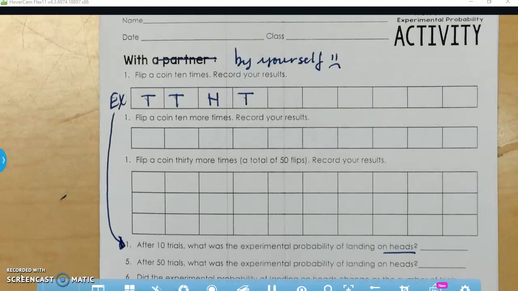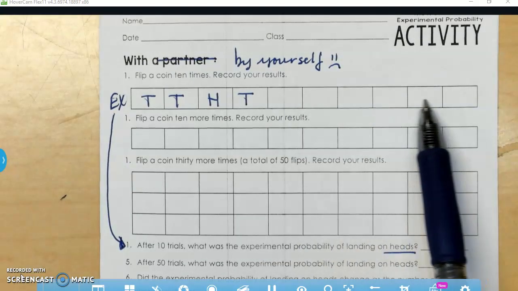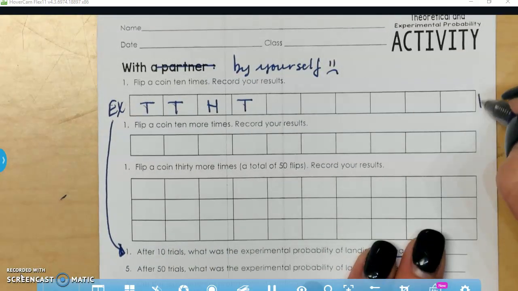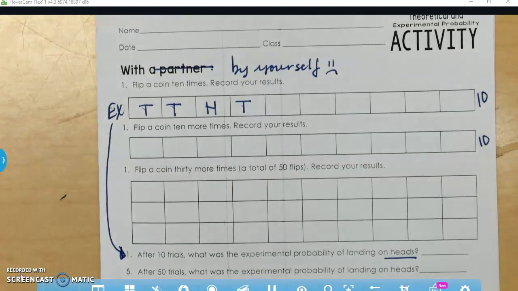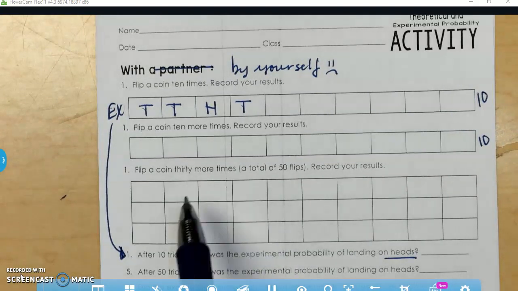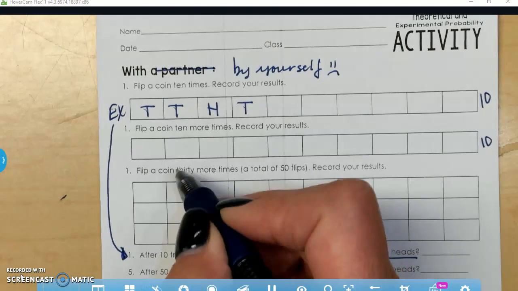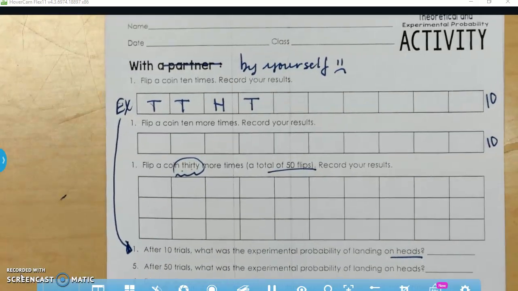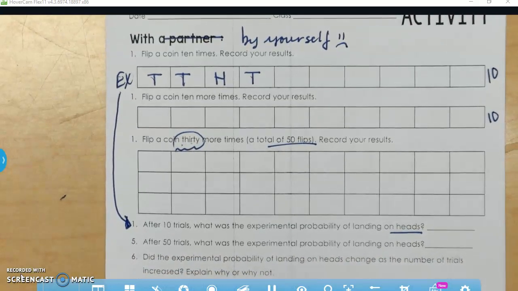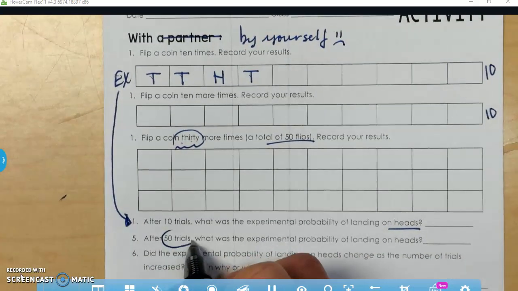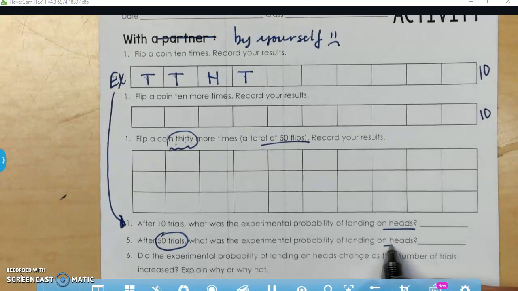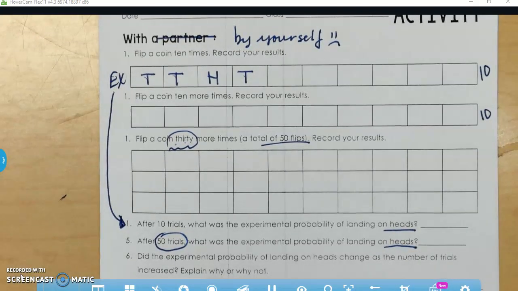So then you guys are going to continue flipping this coin and filling out this table. So 10 times here. Another 10 times here, and then yes guys, you're going to flip the coin 30 more times, and you have a total of 50 flips. And so then you're going to add them all together. For this question right here, it says after 50 trials, what was the experimental probability of landing on heads? Again, everybody's numbers are different.